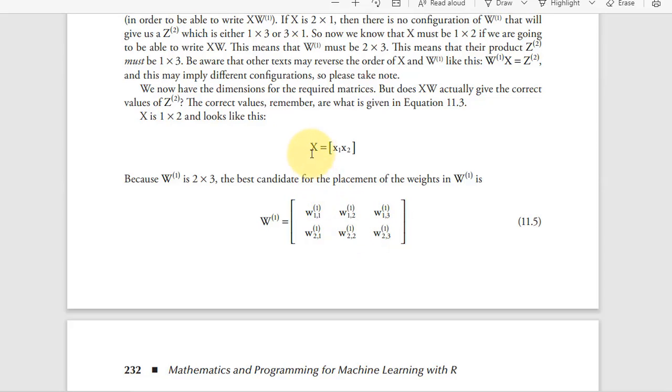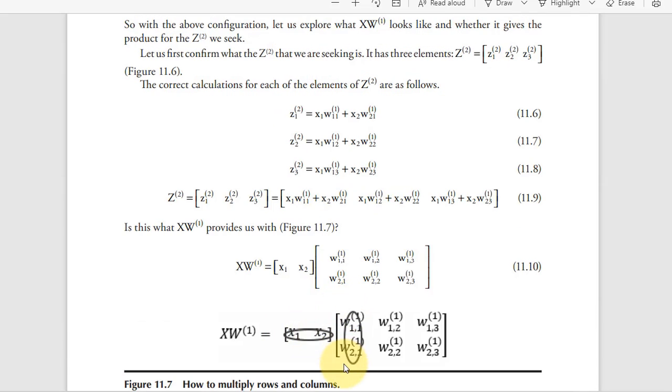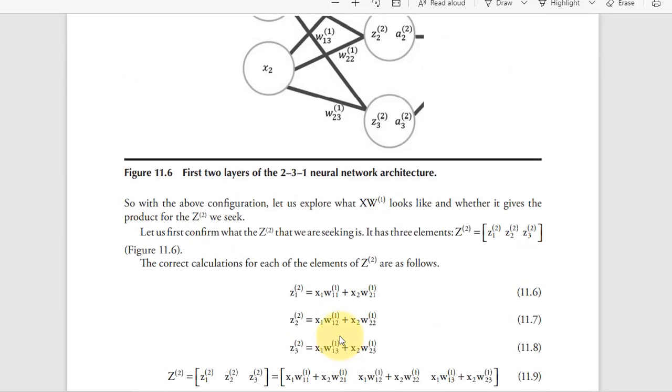Now let's see what happens when we multiply these two matrices. First of all, are we allowed to multiply these two matrices? This is a 1 by 2, and this is a 2 by 3. So yes, we are allowed to multiply them. And now what happens when we do multiply them? We do this times this. Is that really what we want? Well, what do we really want?